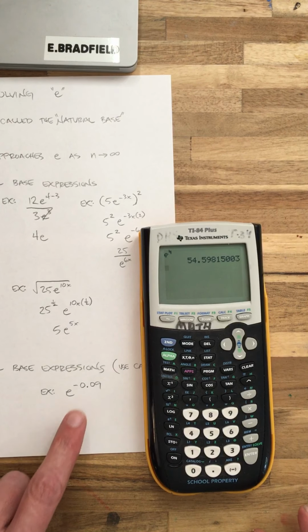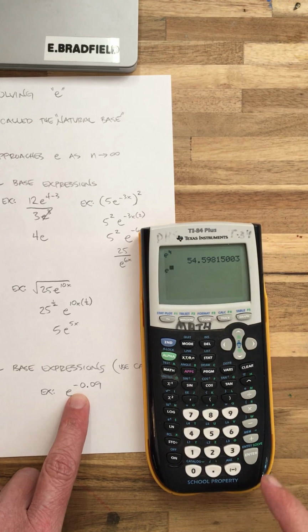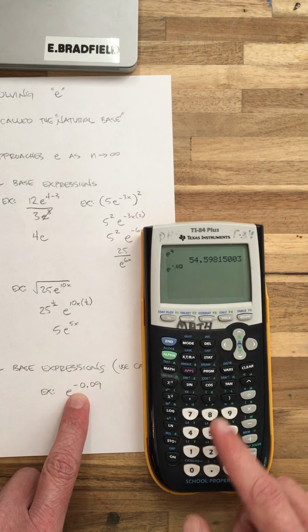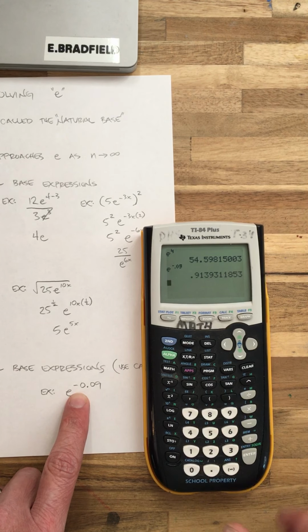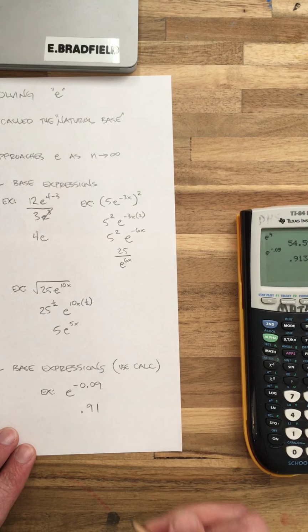Do this one. All right, let's try it. Here we go. e to the power of negative 0.09. Enter. 0.91. Okay, so 0.91.